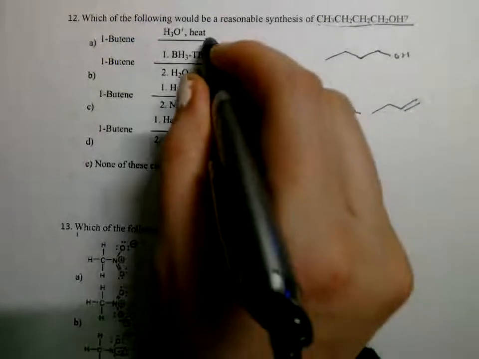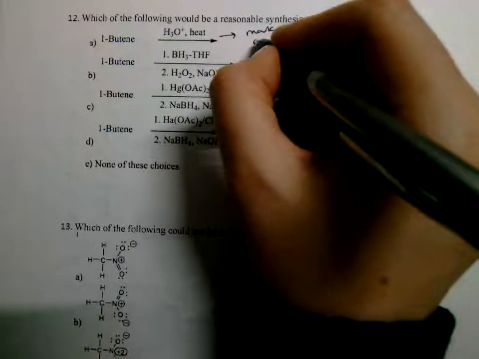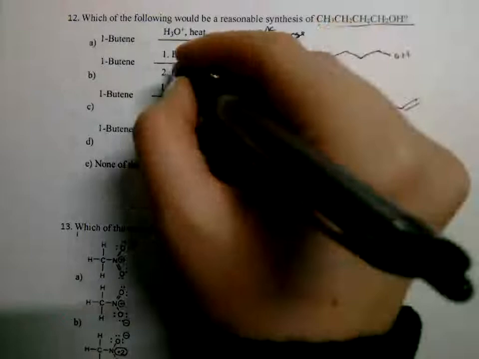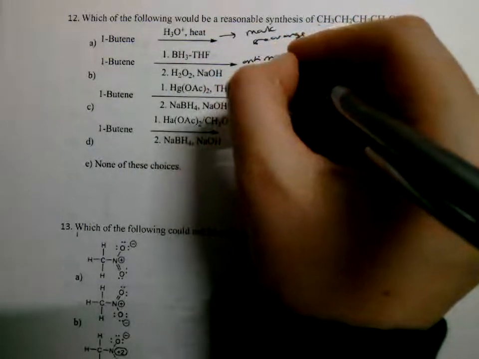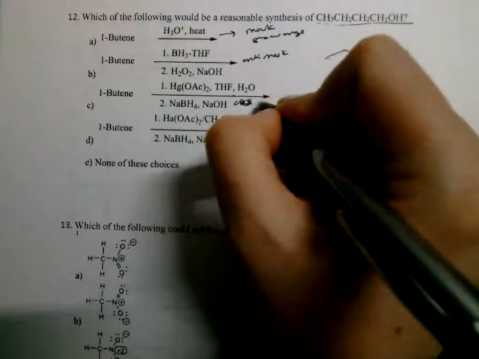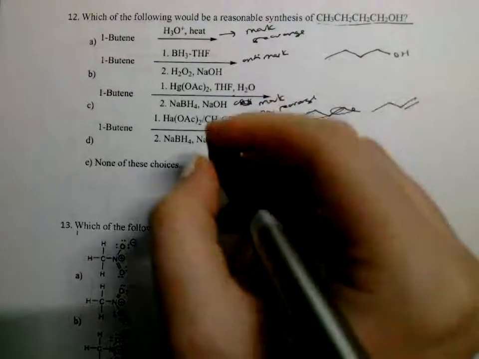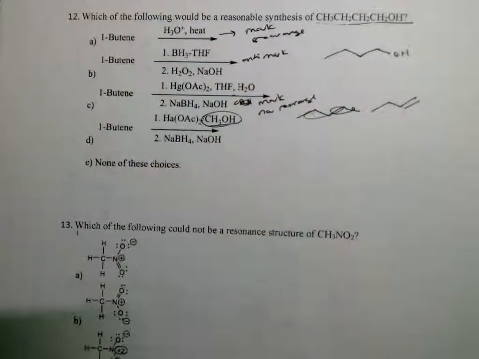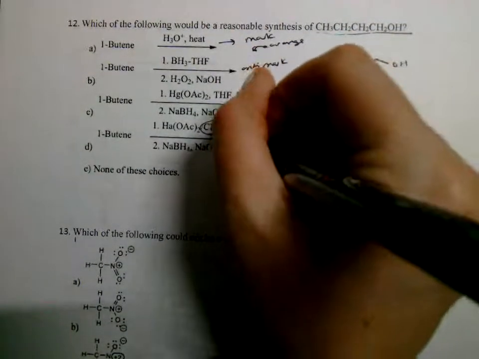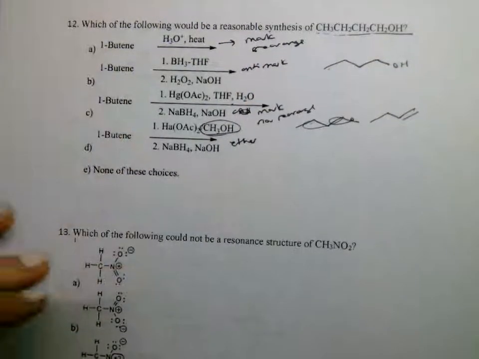And here we have the 3 major ways to add water. This one adds Markovnikov with rearrangement. This one adds anti-Markovnikov with no rearrangement. This adds Markovnikov with no rearrangement. And this one has methanol, so this is actually alkoxymercuration and makes an ether, not an alcohol. So it's going to be probably one of these.